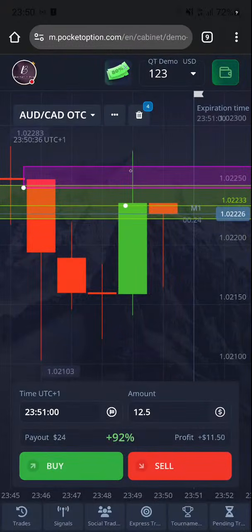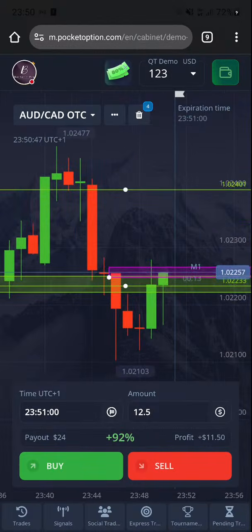So immediately price enters here. After a few minutes, a few seconds, the sellers here start reacting and they push the price down. It's as simple as that, guys.